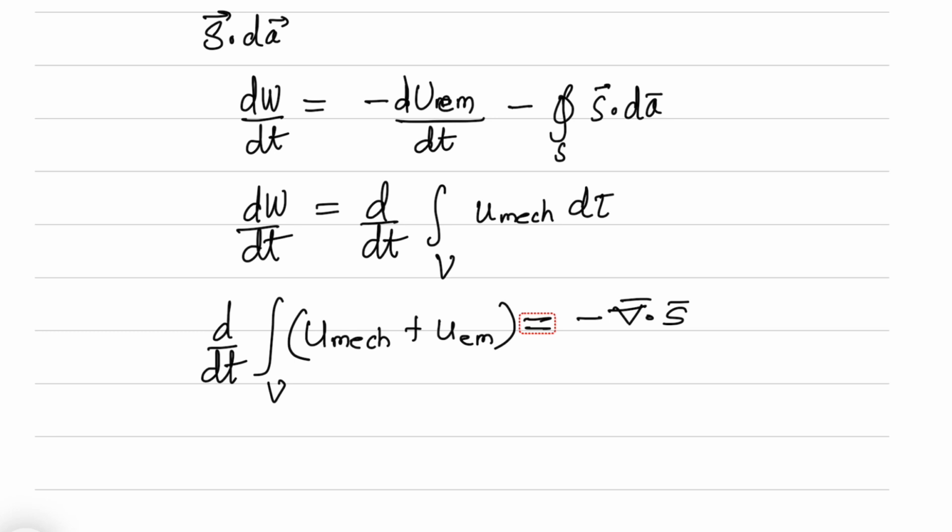Compare it with the continuity equation expressing the conservation of charge: del rho upon del t is equal to minus del dot J. So the charge density is replaced by the energy density, mechanical plus electromagnetic, and the current density is replaced by the Poynting vector. The latter represents the flow of energy in exactly the same way that J describes the flow of charge.